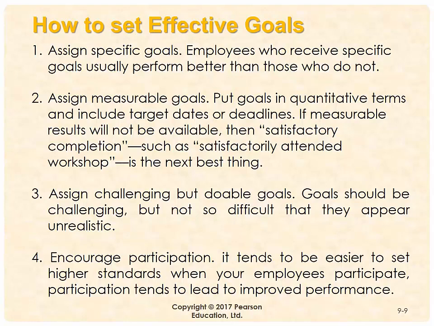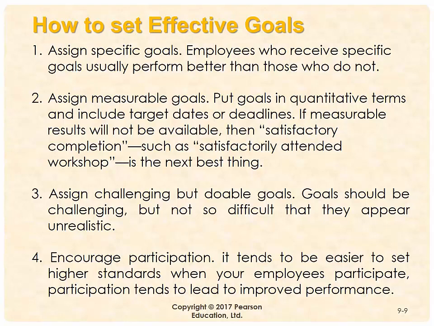Goals must be assigned in quantitative terms, and you must determine a target date or a deadline. Sometimes a goal couldn't be measured. In this case, satisfactory completion, such as satisfactorily attending a workshop, could be the next best thing if you are not able to measure or to quantify your goal.